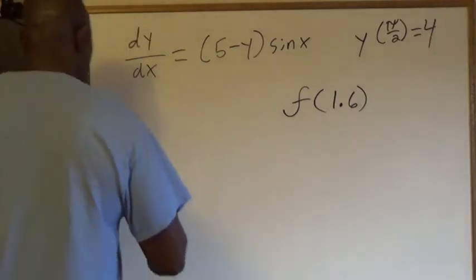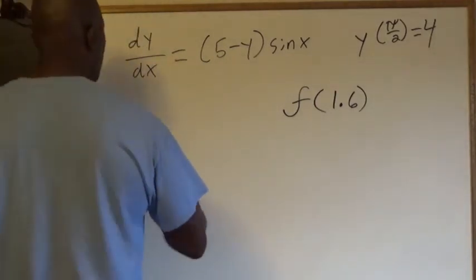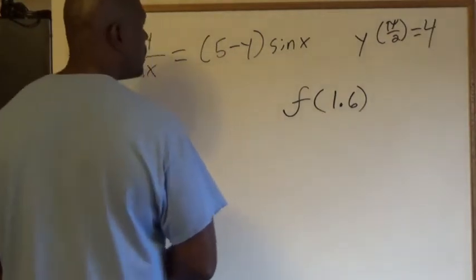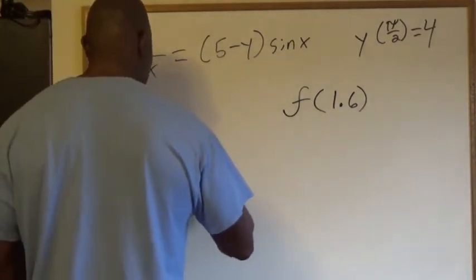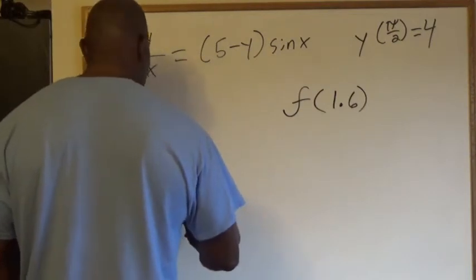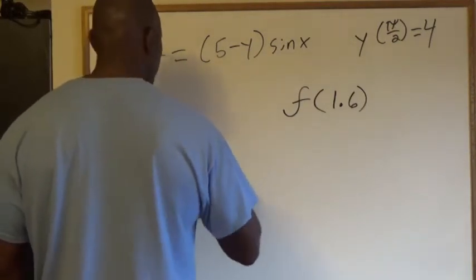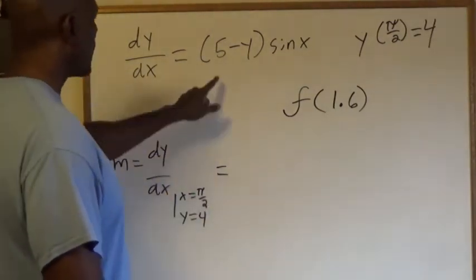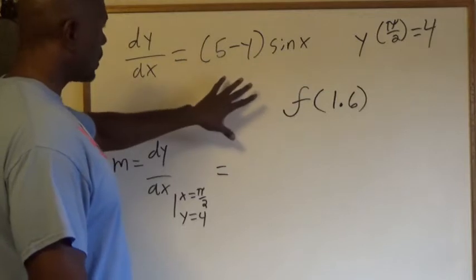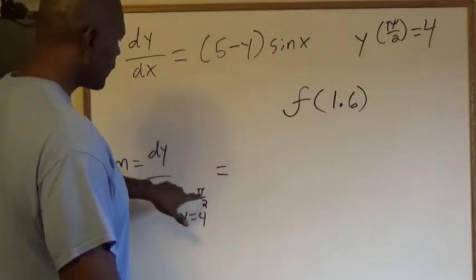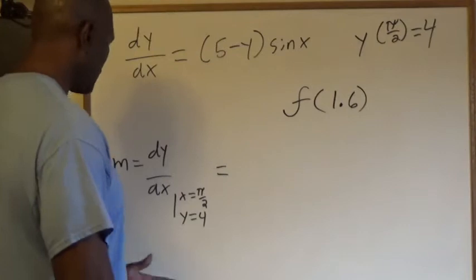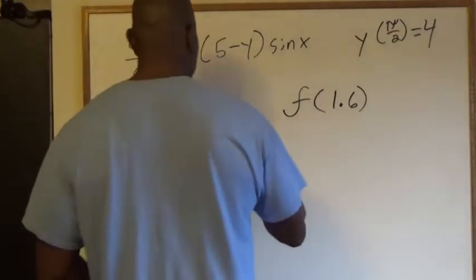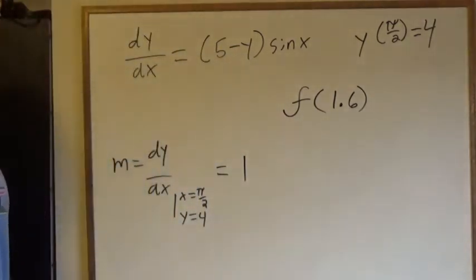Okay, so let's find m. So m is dy by dx evaluated where x is pi over 2 and y is 4. So let's see what happens. Plug in 4 for y. So 5 minus 4 is 1. So that's 1 times the sine of pi over 2. Well, the sine of pi over 2 is 1. So the slope is 1. That's a nice slope.